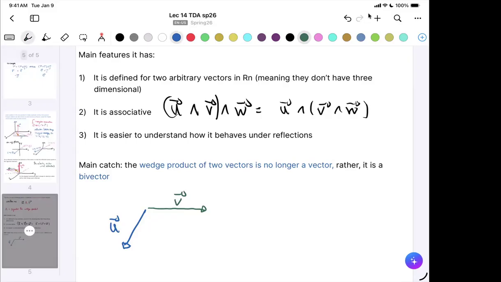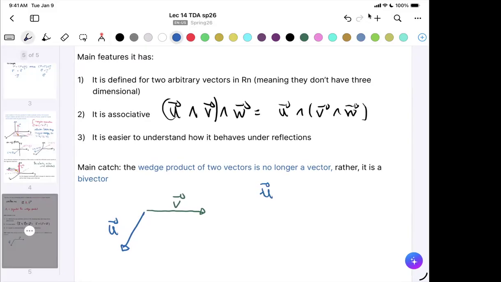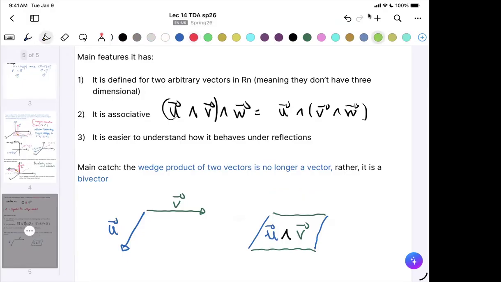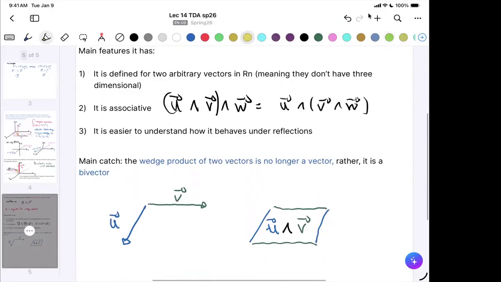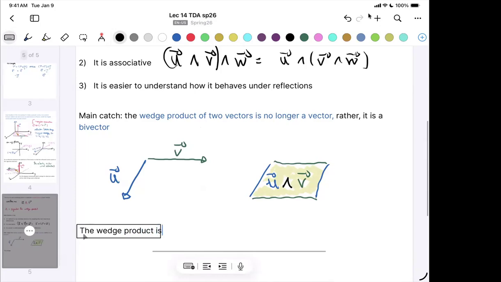So u wedge v is going to be the parallelogram that you make. When you have these two vectors, you can make a parallelogram, and the parallelogram itself is the wedge product, okay? The parallelogram itself represents the wedge product pictorially. So the wedge product is represented by a parallelogram.